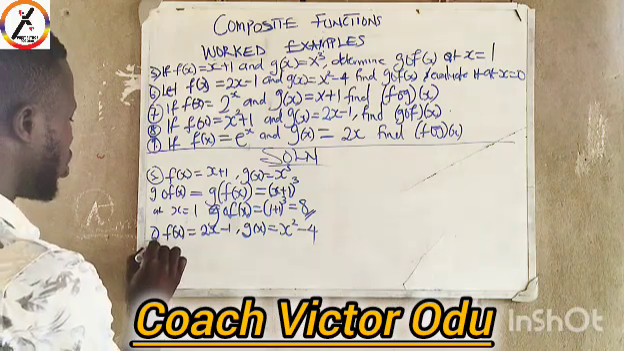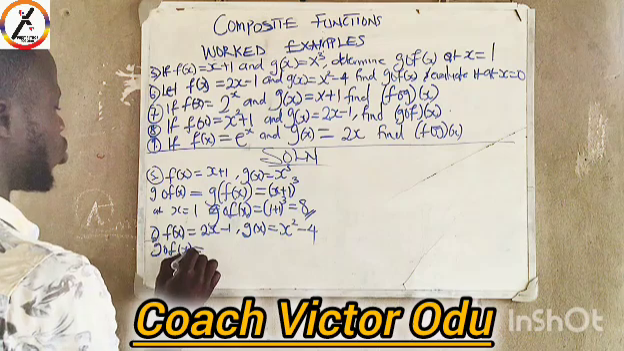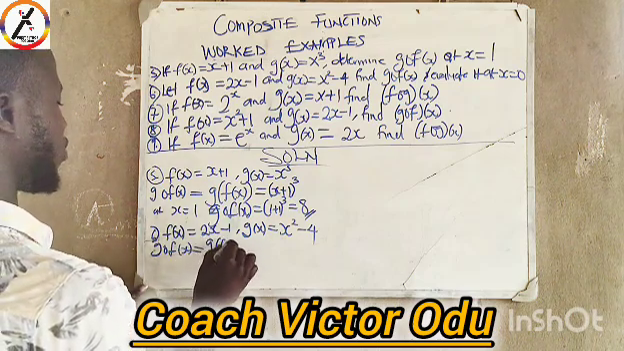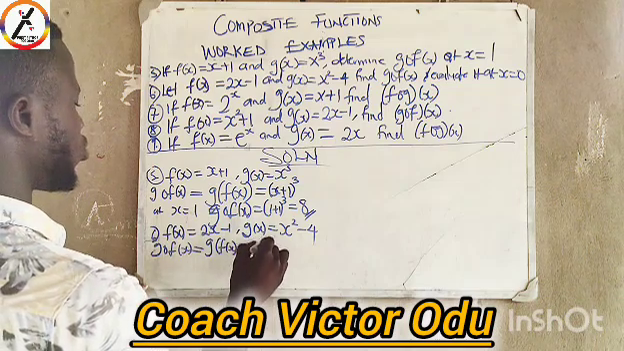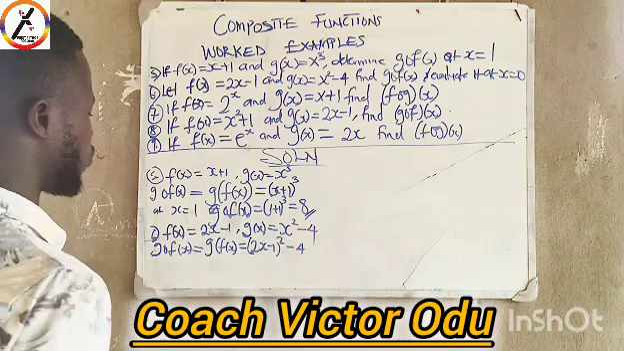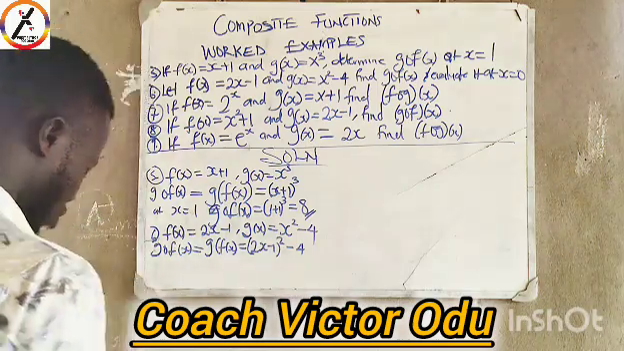So we are going to be solving that by doing this. Very simple. So g of f of x will be equal to 2x minus 1 all squared minus 4. I believe that is very clear.